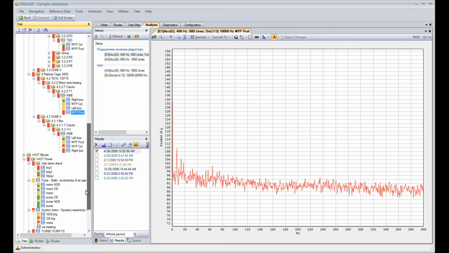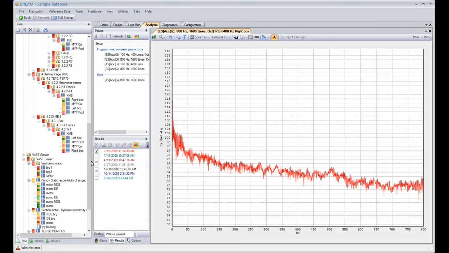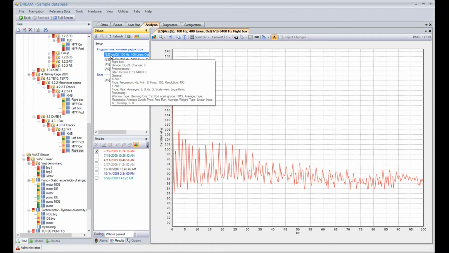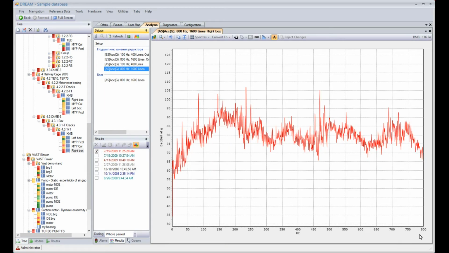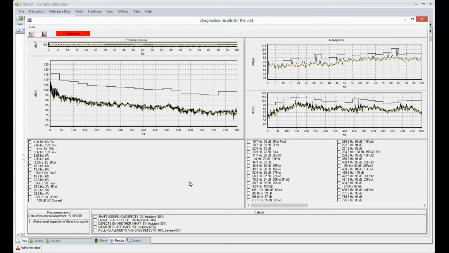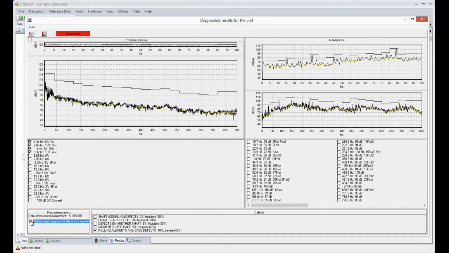Now we can see another one. This is also envelope spectrum. This is envelope spectrum, auto spectrum till 100 Hz, and auto spectrum till 600 Hz. We can take any result, we go for the diagnostics, and we see also that we have a problem with this bearing, and the main is rolling elements and cage defects. Actually, this is a cage defect because of a number of fundamental train frequency.